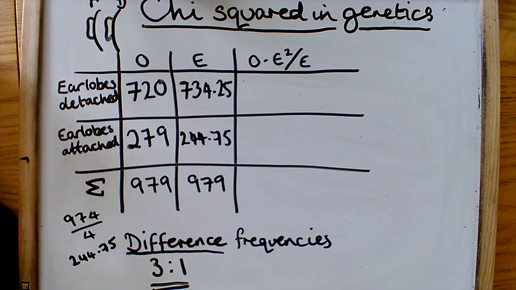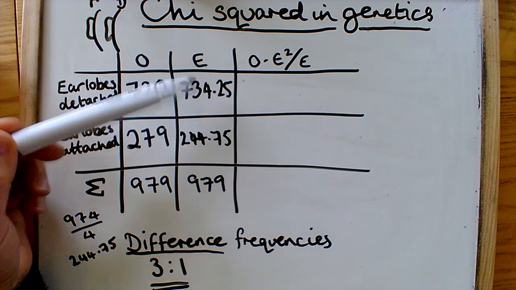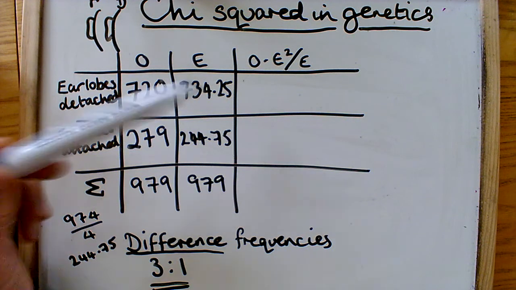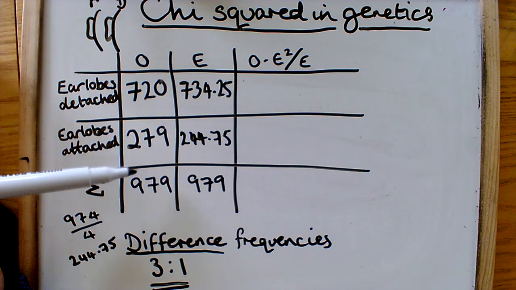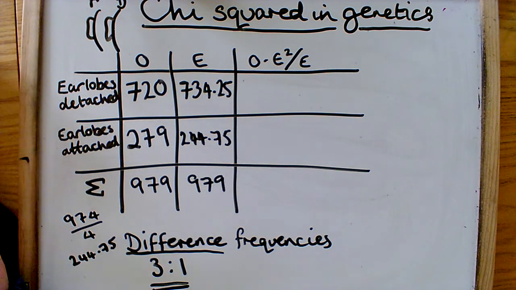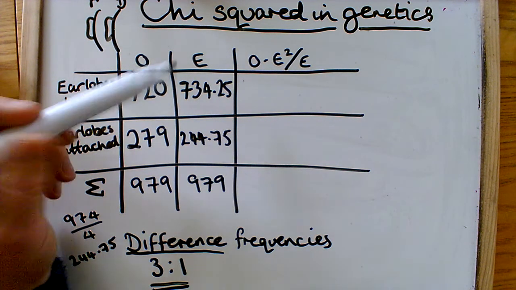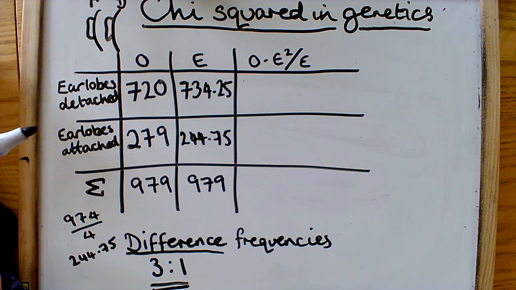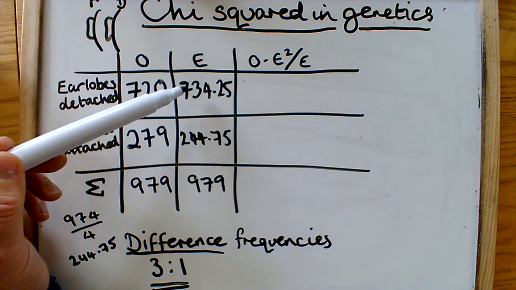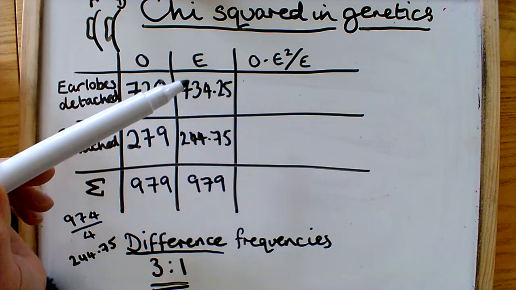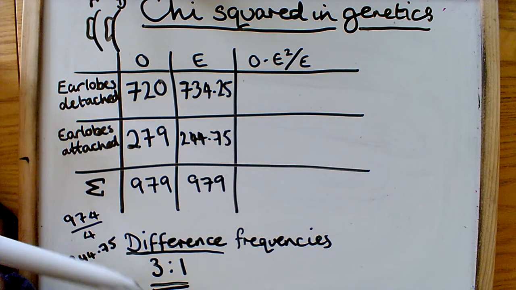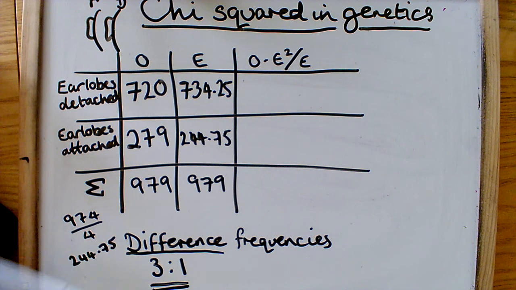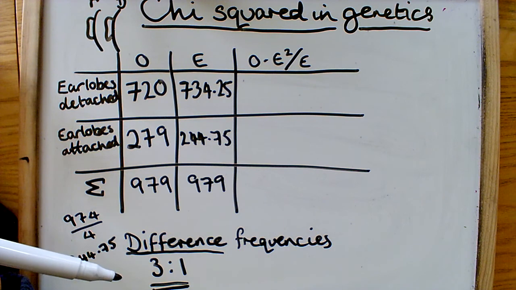So can you see the big difference with what I've done? Instead of splitting the expected evenly and exactly in half, I've not split my 979 in half. I'm not putting 439 pupils in each of these two categories. I'm putting 734.25 in here, which is 3/4 of them, and I'm putting the other quarter in here, because that's what my ratio says I would expect if Mendel is right.